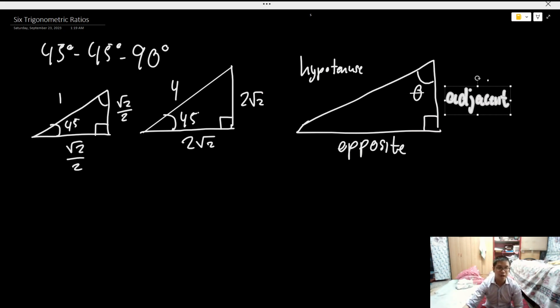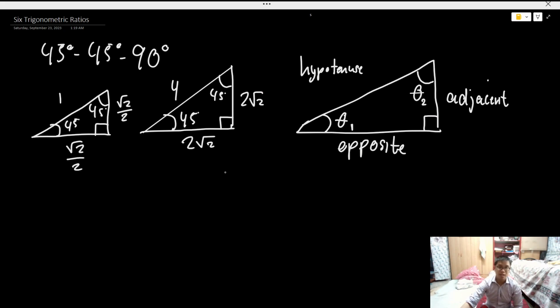Now, what if there are two? Because earlier, I had 45 degrees here, right? That means we also have 45 degrees here if they are similar to each other. So that means I have two angles here. Let this be angle 1 and let this be angle 2. So I have a total of two angles. Which one is the adjacent? Which one is the opposite? The answer is it depends on what angle you're referring to.